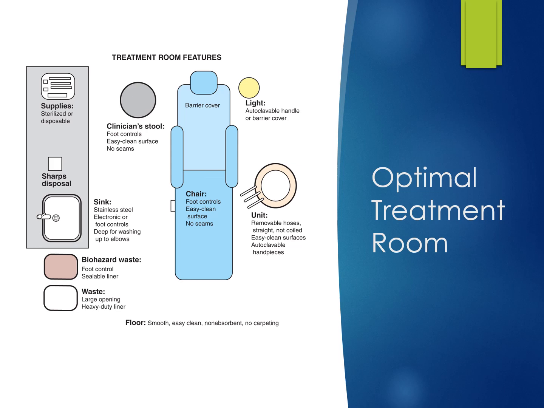We have our light that we use with barrier covers, and then we have our unit with our hoses that are easy to clean. They have our autoclavable hand pieces, and then our chair also has foot controls. It has controls on the main unit as well. So this just gives you, it's not exactly like ours, but it gives you some of the area considerations for barriers and disinfection.